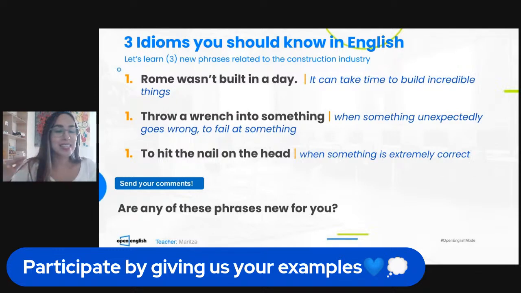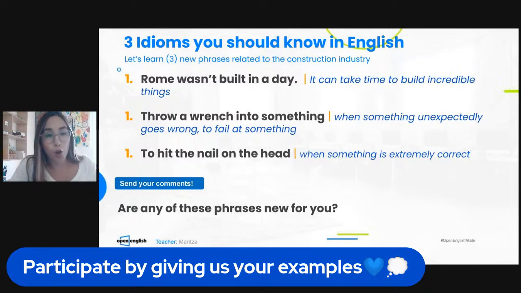Rome wasn't built in a day. We aren't literally talking just about Rome. We use this expression to say, to do something or to create something, to build something takes time.